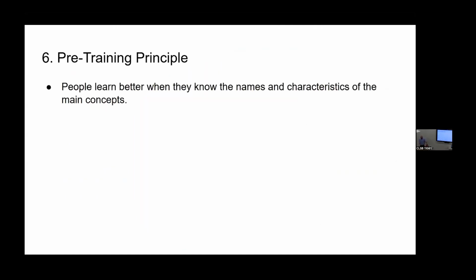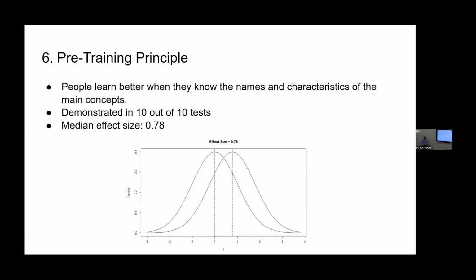All right, pre-training. People learn better when they know the names and characteristics of the main concepts. Demonstrated in 10 out of 10 tests, median effect size 0.78, and this is what that looks like. I want to clarify that this pre-training is not what you might know of as a flipped classroom, where you're saying, okay, in 5 days we're going to be having a class discussion, so read this text and we'll talk about it, or watch this video and we'll go over it. This is within the same hour of the main presentation.